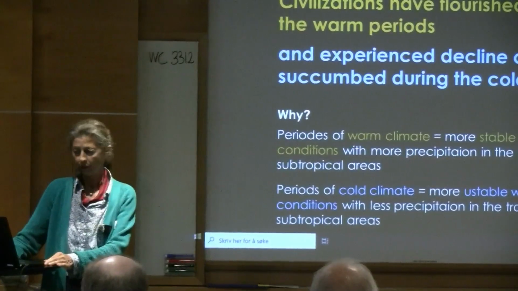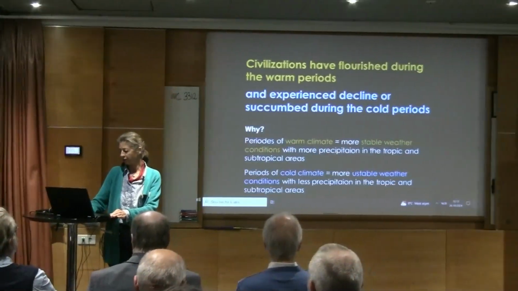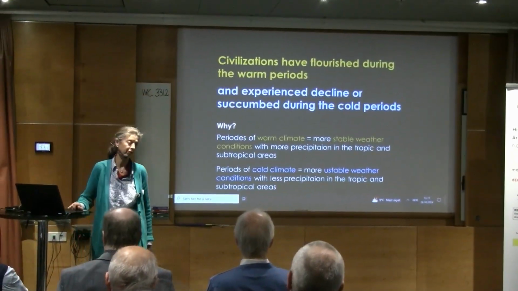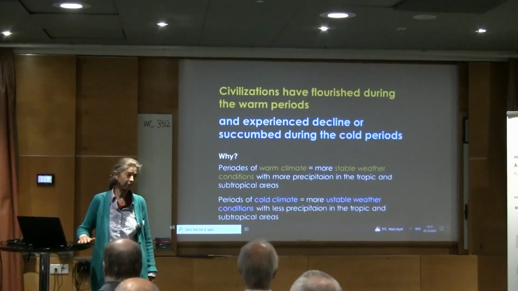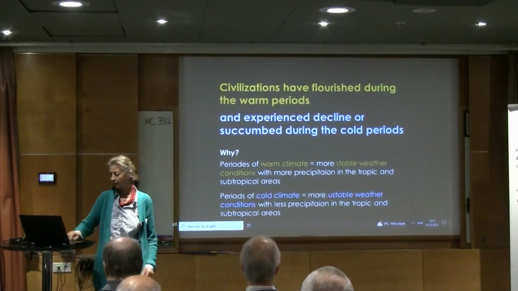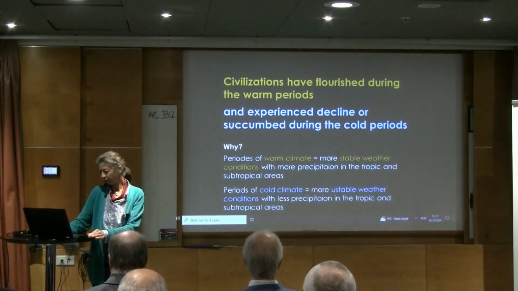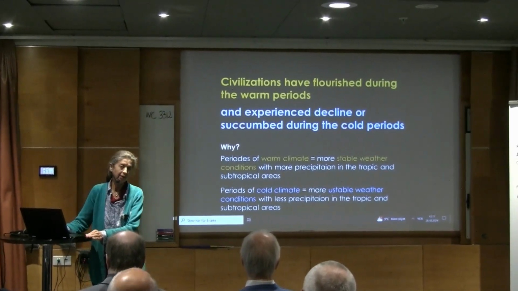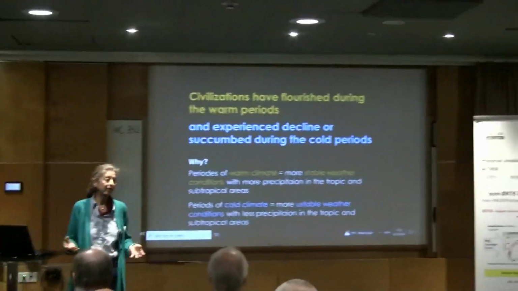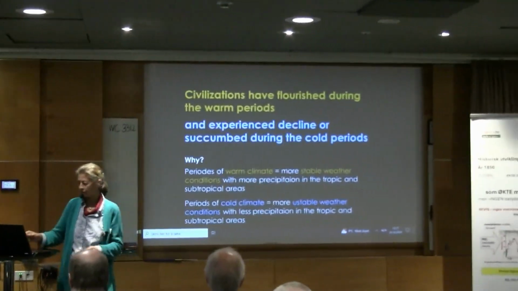Probably partly because a warm climate is more stable, has more stable weather and more precipitation, especially in the tropics and in the subtropical areas. Whereas the periods of cold climate have much more unstable weather and less precipitation in the tropics and the subtropical areas. There might actually be a bit more rain in the northern areas, but we'll get back to that.